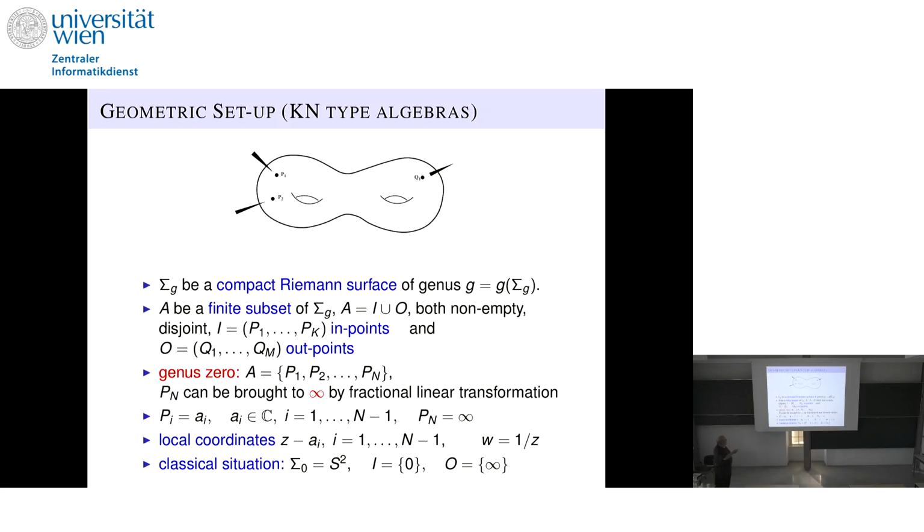I denote this set of points by A, but A is split into two non-empty, disjoint subsets. I call them I and O, for in-points and out-points. This is the idea from when I did this in the context of string theory. This surface is the worldsheet of the string, and we have incoming points and outgoing points. From this interpretation one has a natural separation of the set of points into incoming and outgoing. And if you have incoming, you also need some outgoing, by conservation laws and so on.